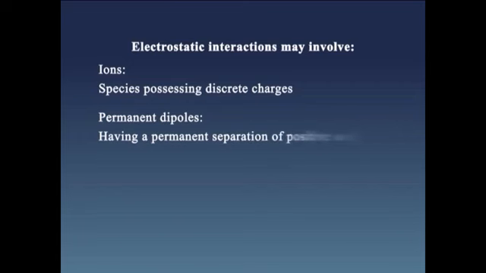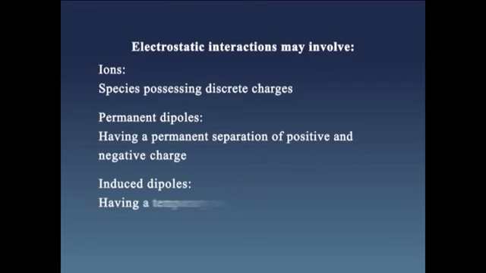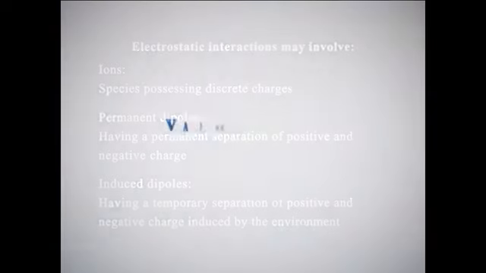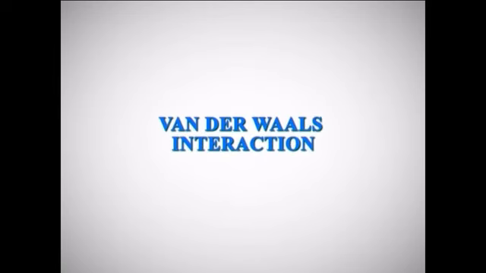Electrostatic interactions may involve ions, that is species possessing discrete charges, permanent dipoles, that is having a permanent separation of positive and negative charges, or induced dipoles, that is having a temporary separation of positive and negative charge induced by the environment. Then the van der Waals interaction.